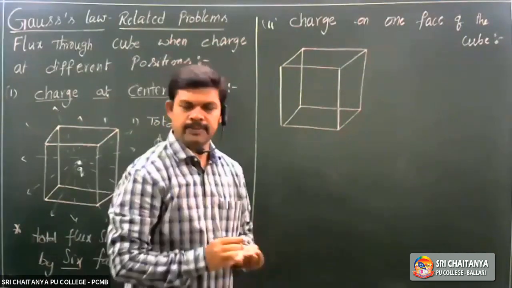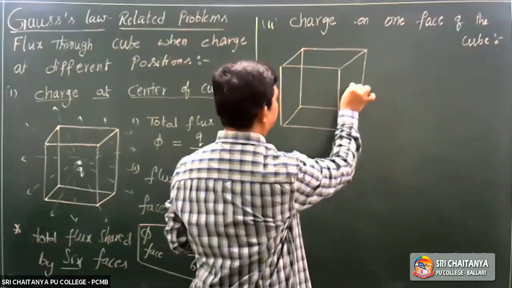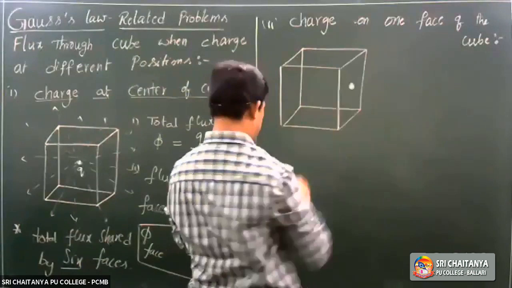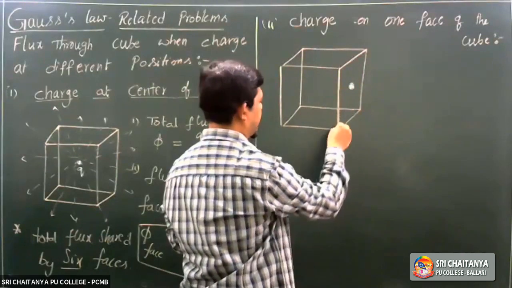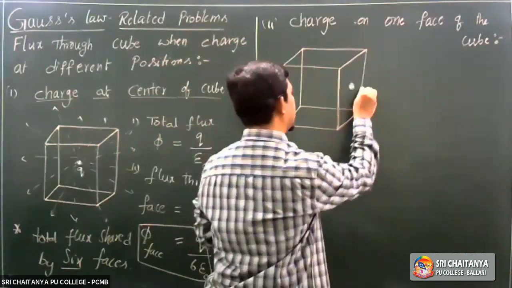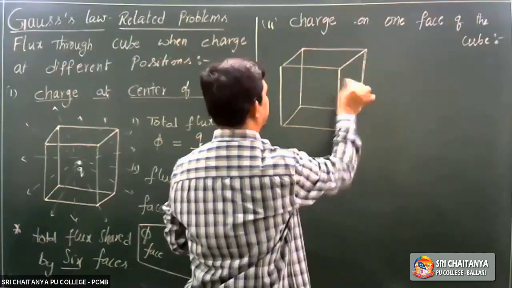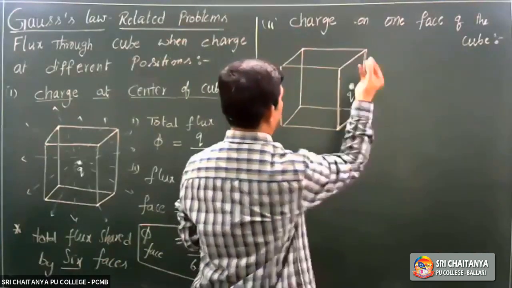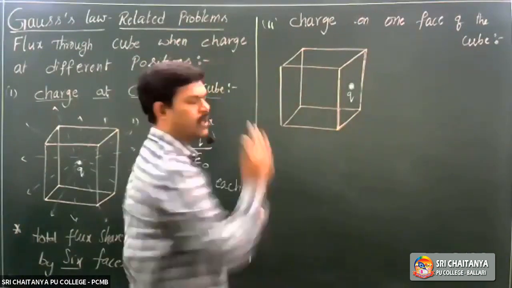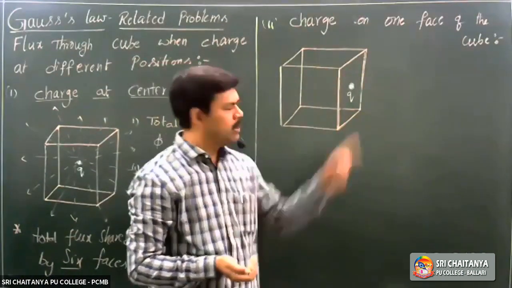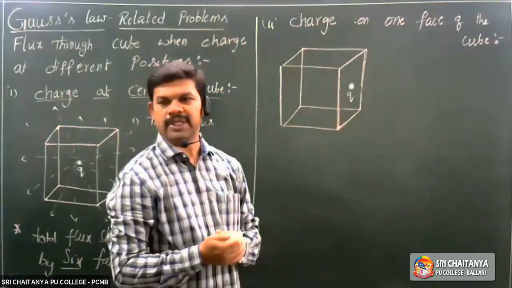This is the cube. Now where is the charge? The charge is on one face of the cube. I am taking this face, any one face of the cube. On this face, the charge is present. Then what is the flux through this cube, due to this charge?